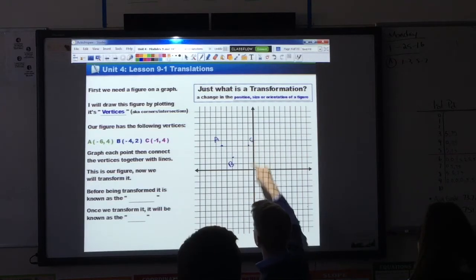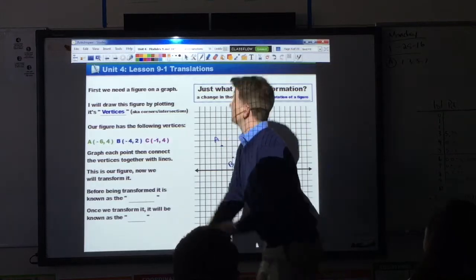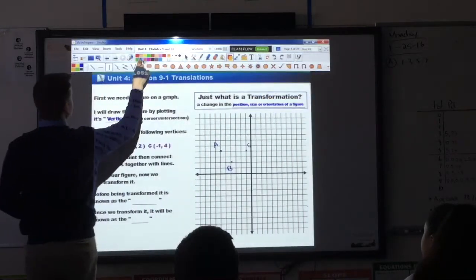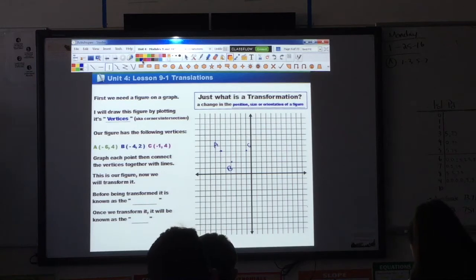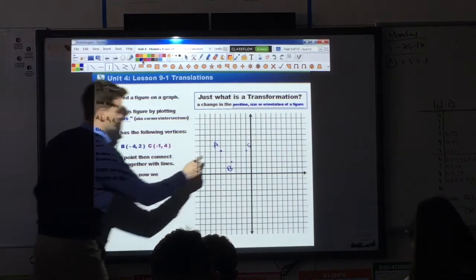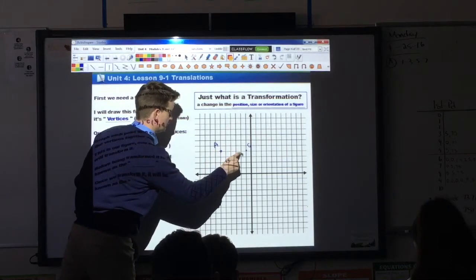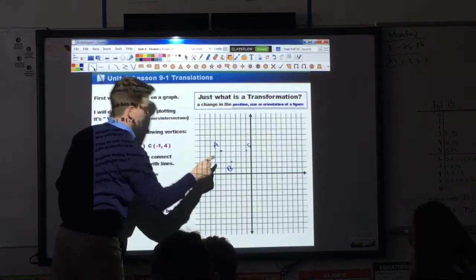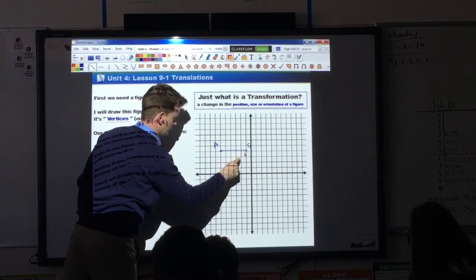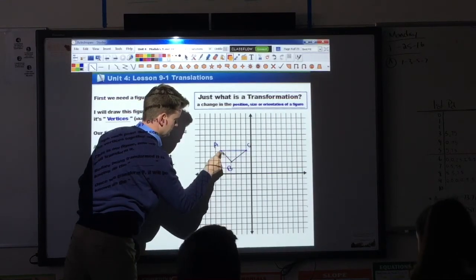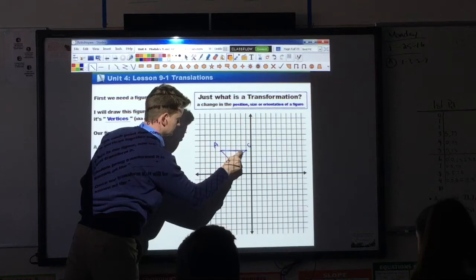Once I have all my points plotted, I then go in and very simply connect the points with lines. Yes, it is a triangle. It has 3 vertices, therefore 3 points. It's a triangle. So we connect this all with lines. Write one here. And that's going to be our little triangle, our little figure, A, B, C.